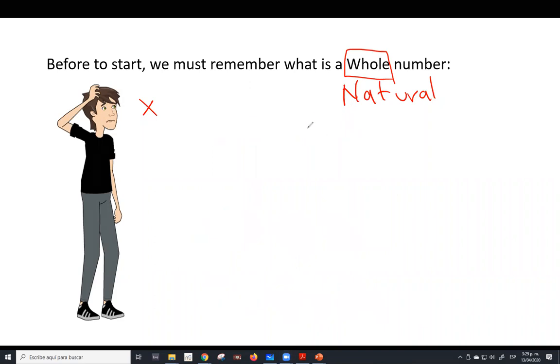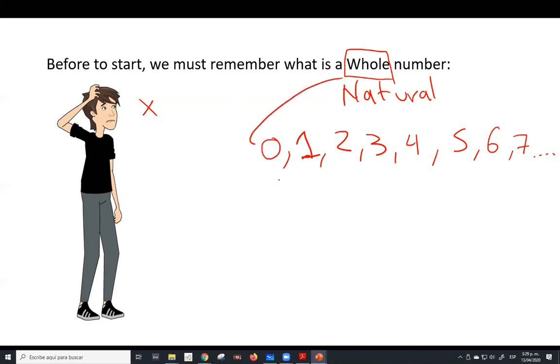Okay, so the natural numbers and the whole numbers are similar, they have a little difference. The natural numbers are the numbers that you use to count: 1, 2, 3, 4, 5, but also the 6, the 7, and you continue until infinity. The natural numbers are infinite, they are endless, they don't finish. But the only difference from the natural to the whole numbers is that the whole numbers include the zero. That's it. That is the only difference.